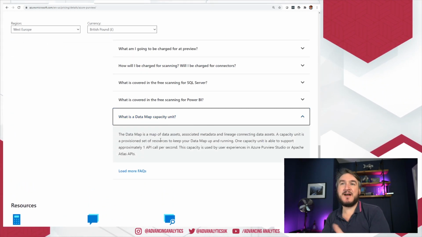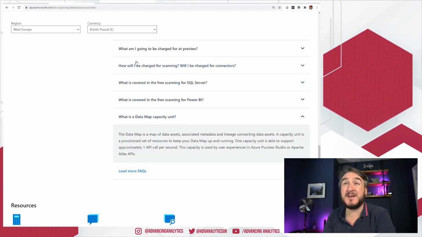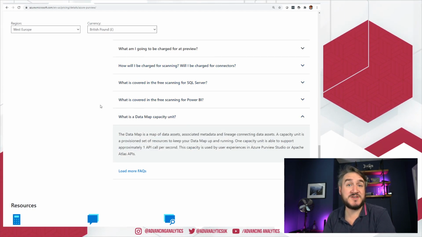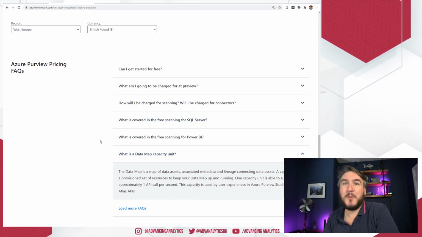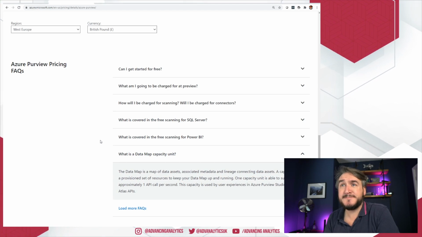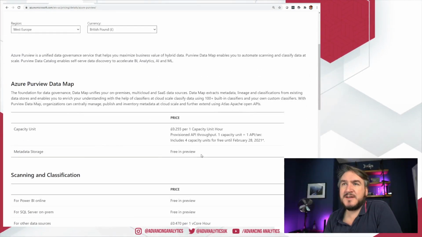So you can go in there and dig out and understand what that capacity unit is and how these things work. A lot of these things are answering the questions people have been asking about the preview, not really answering what happens when it runs in the real world. Okay, so that's all the information we've got so far.